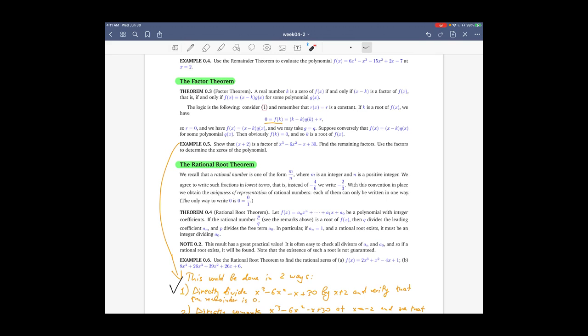So for instance, we will never write negative 4 over 6, because 4 and 6 share a divisor other than 1. We can reduce this fraction and write it as negative 2/3. Now 2 and 3 are co-prime, they don't share any divisors except 1, and this is a fraction written in lowest terms. We agree to write all our fractions in lowest terms when we talk about rational numbers.